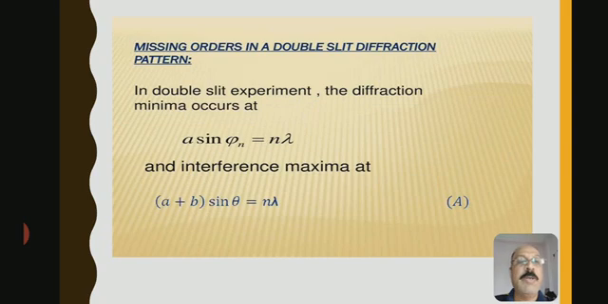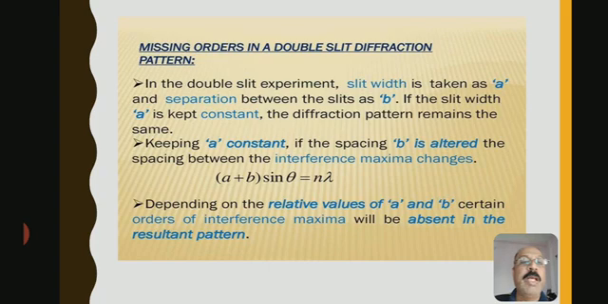So in the double slit experiment, the diffraction minima occurs at a sin phi n is equal to n lambda, and the interference maxima at a plus b sin theta is equal to n lambda. In the double slit experiment, slit width is taken as a and the separation between the slits as b. If the slit width a is kept constant, the diffraction pattern remains the same. Keeping a constant, if the spacing b is altered, the spacing between the interference maxima changes.